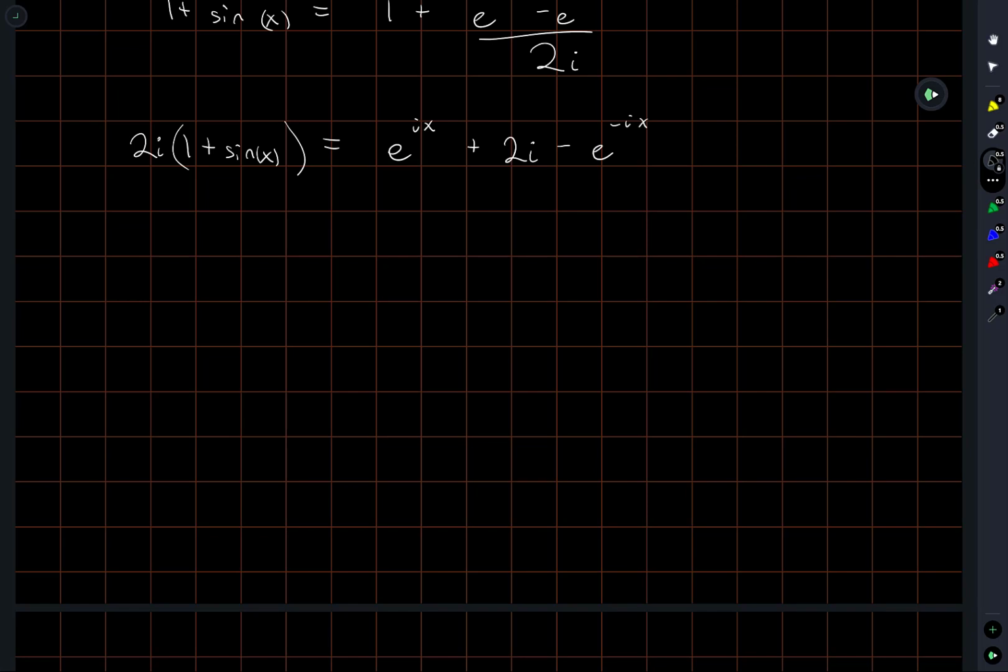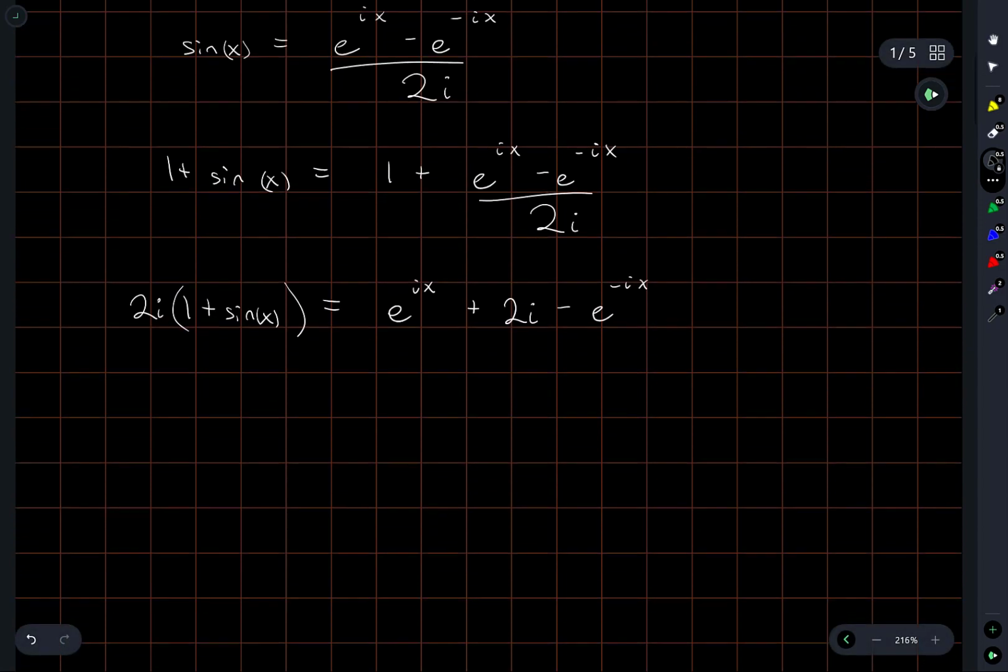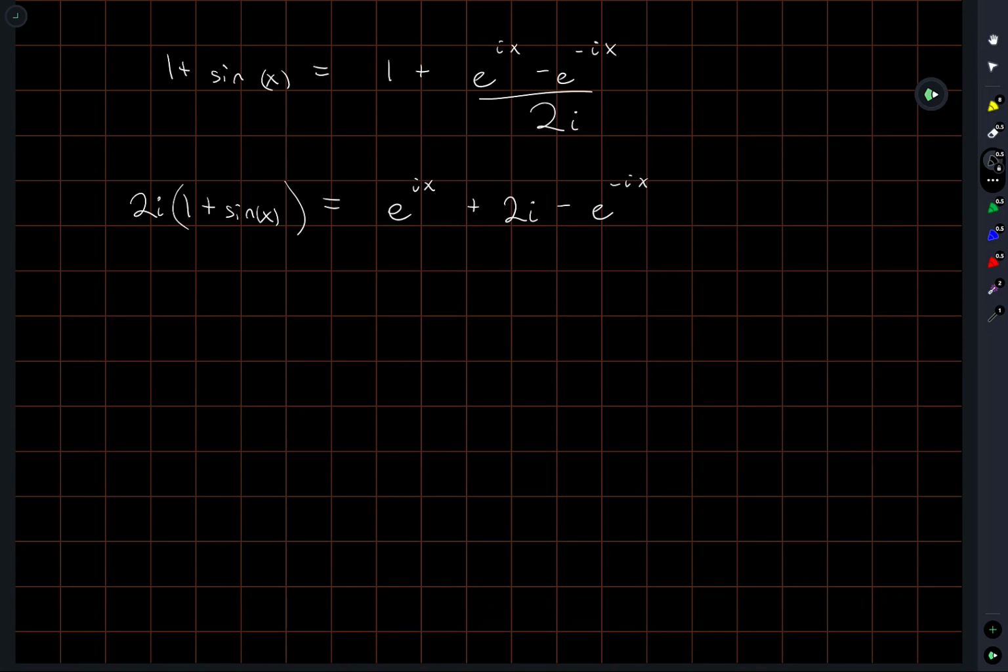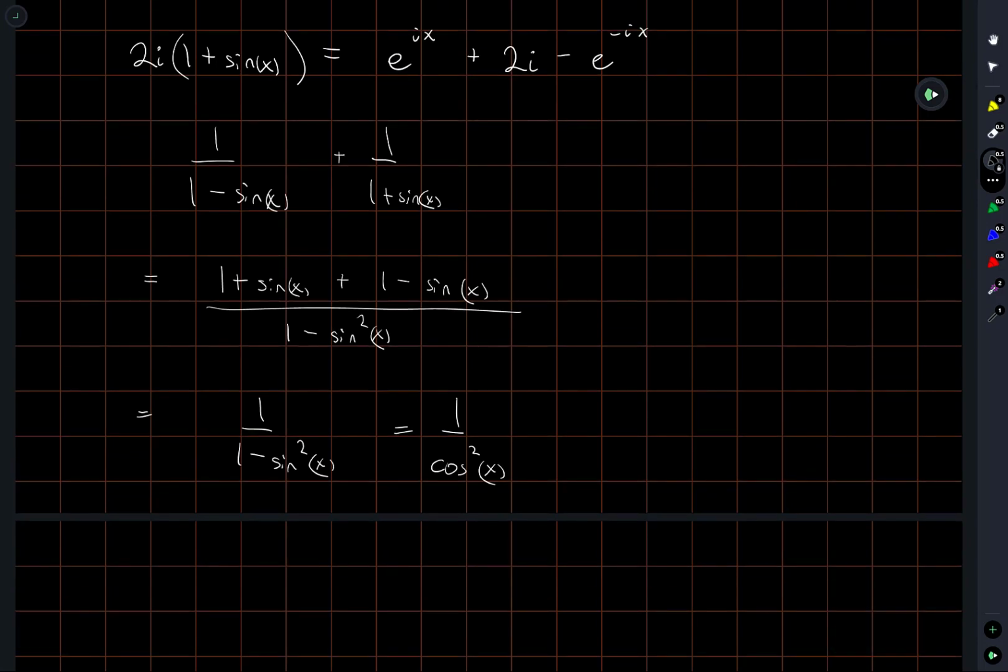One over 1 plus sine x. I've never seen this. My instinct would have told me that there's no nice way of doing this. 1 over 1 plus sine x. So maybe this is something that would work.